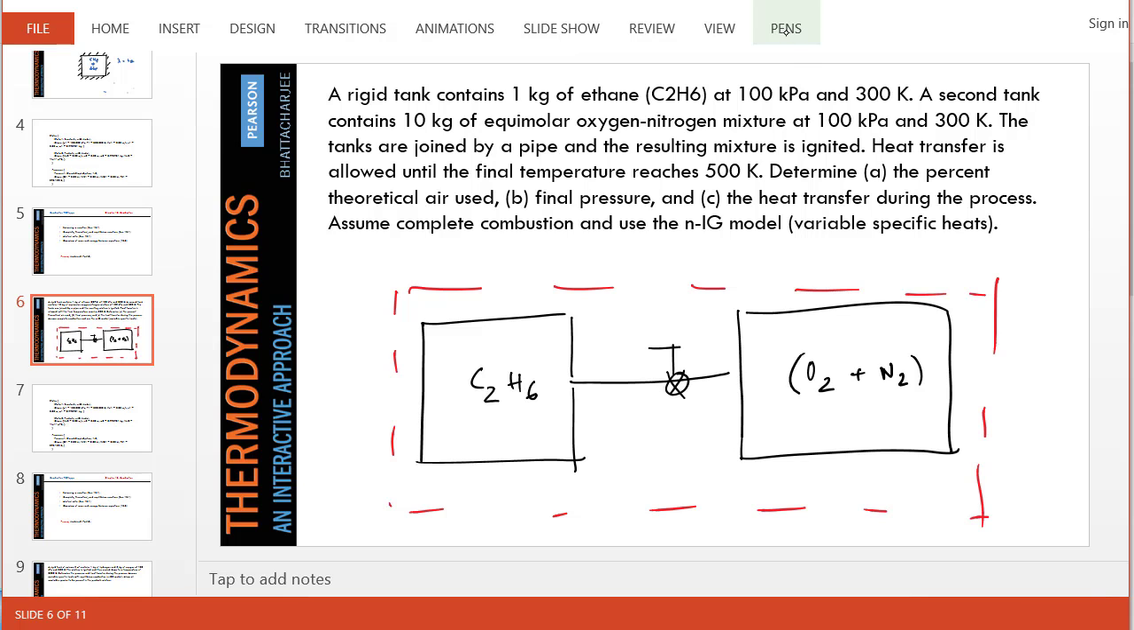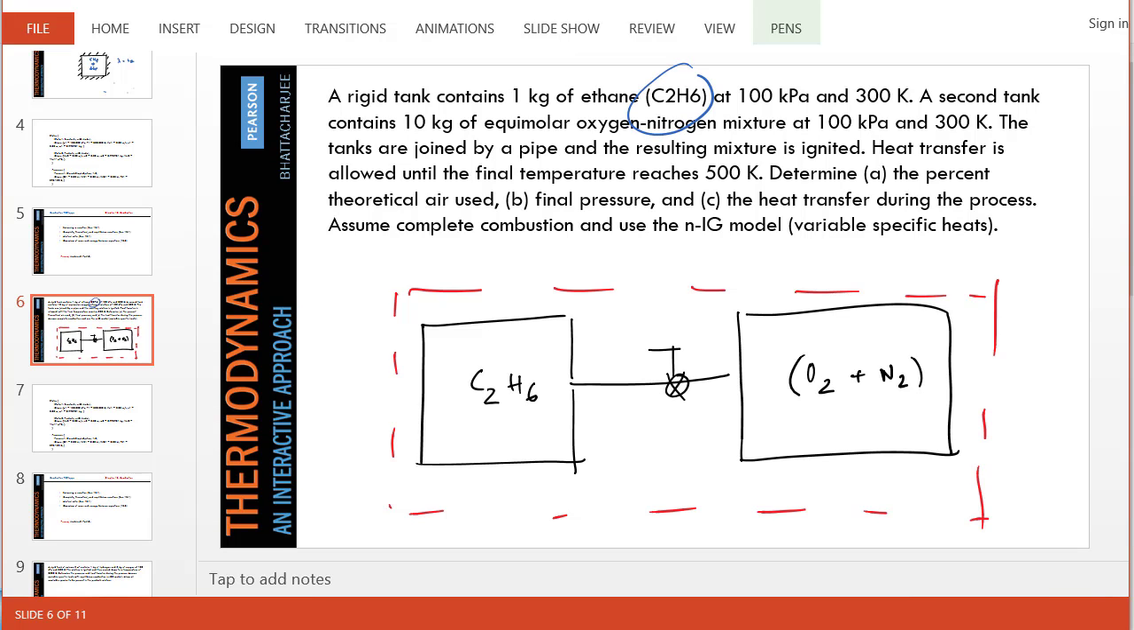Hello and welcome. In this problem, we have two different rigid tanks, one containing ethane at a given pressure and temperature, another containing an oxidizer, which is an equimolar mixture. That means for each kilomole of oxygen, there is 1 kilomole of nitrogen. We have only 10 kg of that. When they're joined and combustion occurs, we are asked to find the heat transfer and the final pressure if the final temperature is 500 Kelvin.